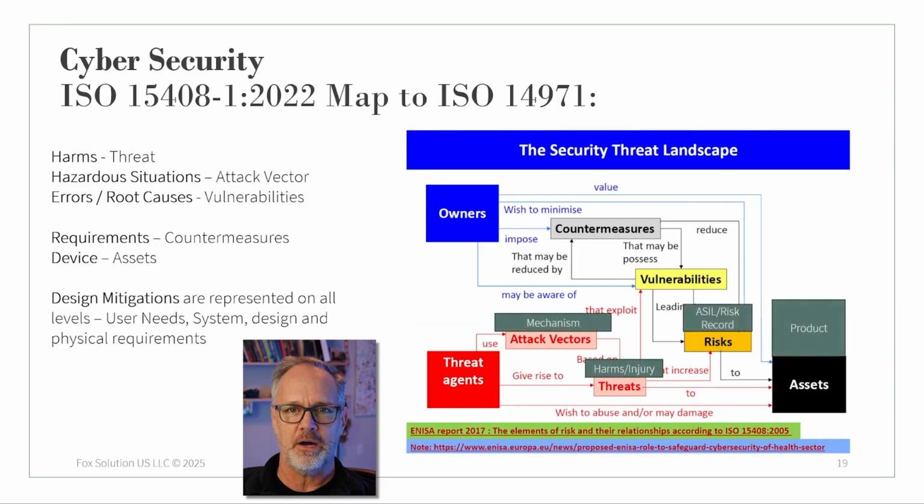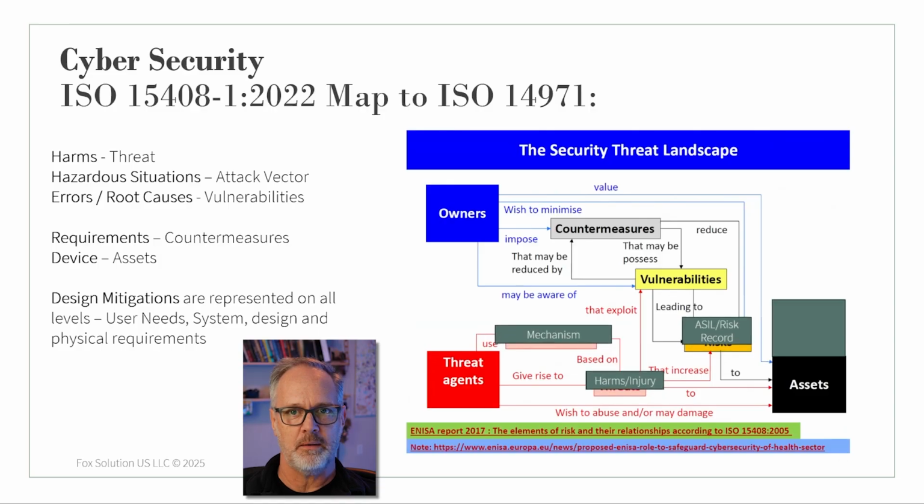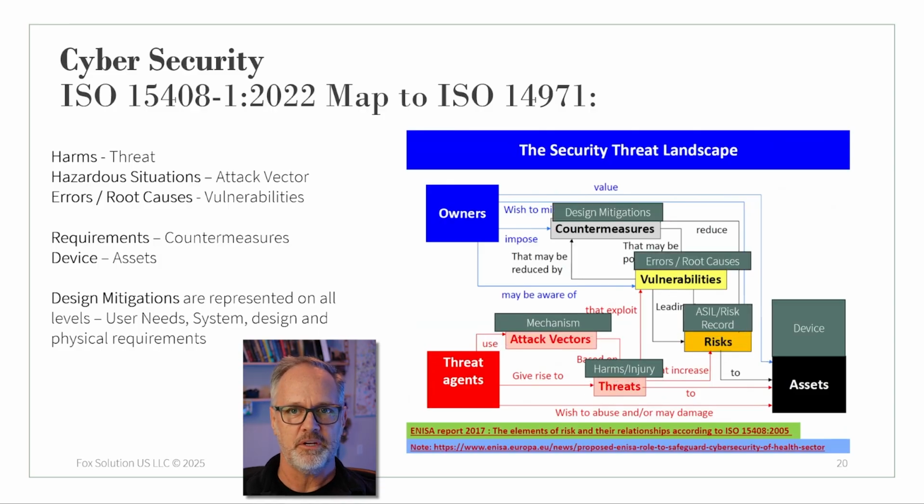So as we talk about this, we have this mechanism, right, that has an occurrence rate. We have the risk, which is identified as our ASIL or risk record. The threats are really injury or harm to users. So you can kind of start to see these parallels between the different FMEA types. So if we just use the same terminology, we can use the same work item types. Again, the vulnerabilities are really the errors or the root causes, and the design mitigations are our design requirements that are needed to assure that those vulnerabilities are controlled.